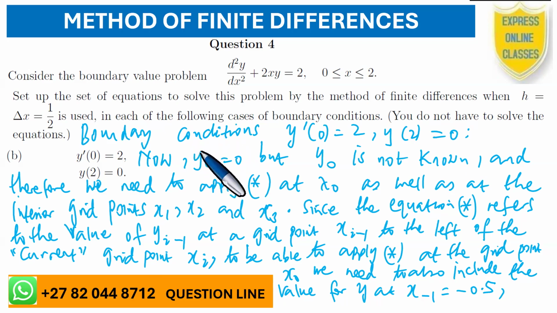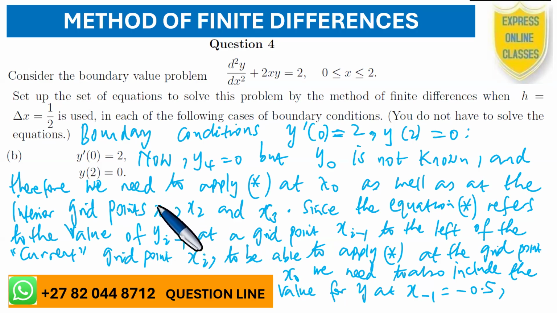So the boundary conditions: y prime at 0 equals 2, and y at 2 equals 0. Now we note that at this point y4 becomes 0 here. But y0 is not known, and therefore we need to apply star at x0 as well as at the interior grid points. To get y0, you need to apply star at x0, and as well as at the interior grid points, because then we have the result we need. Good. We continue.